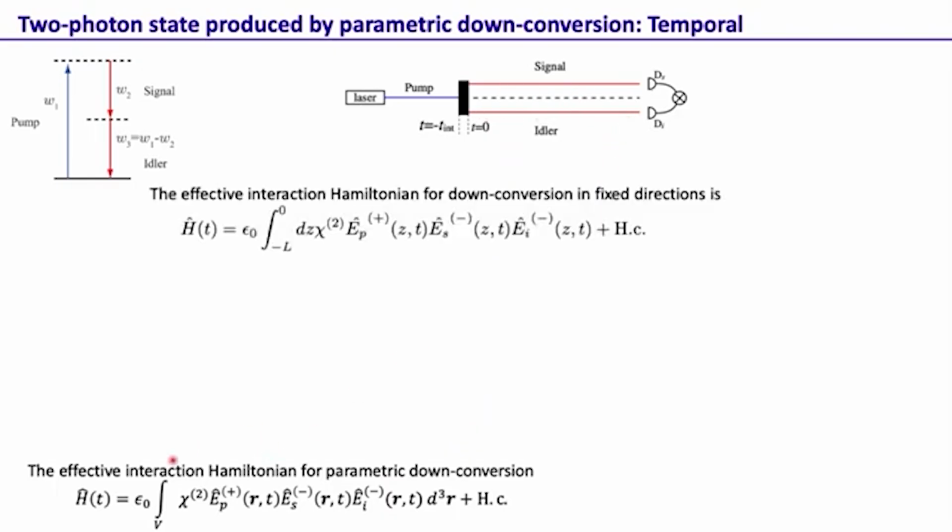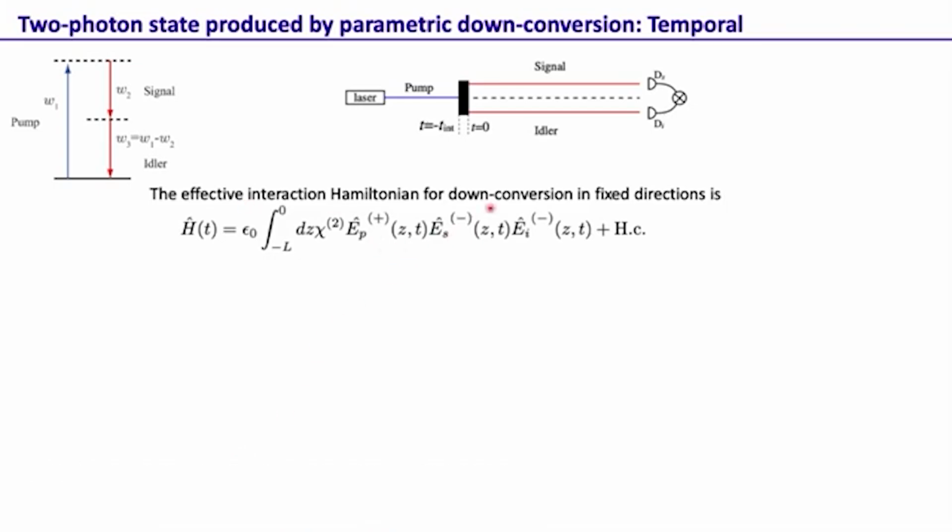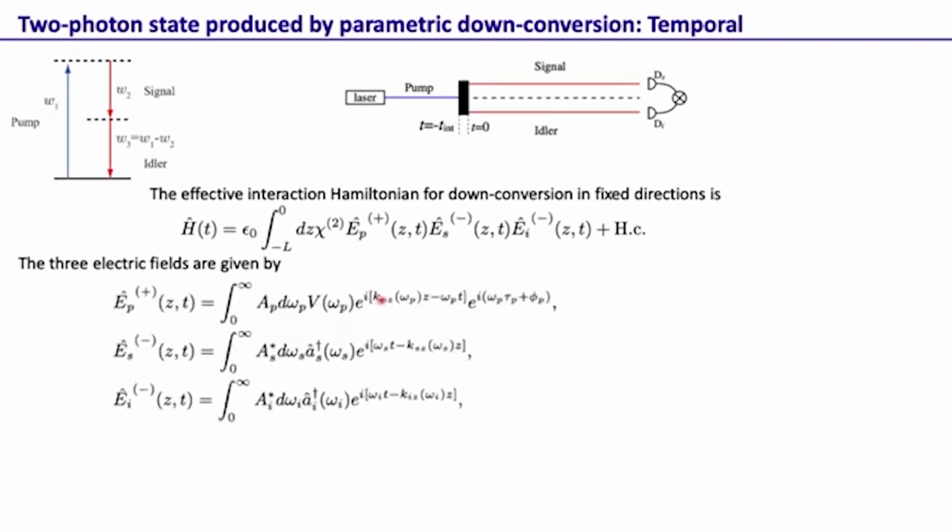And with that, this effective interaction Hamiltonian can be written as this one-dimensional integral over z. And when we treat the generic problem, we will use this generic expression. So for the down conversion process in which the photons come out in fixed directions, that becomes the effective interaction Hamiltonian. Okay, now we want to write these electric field operators, and as we discussed in lecture 13 or so, they can be written like this.